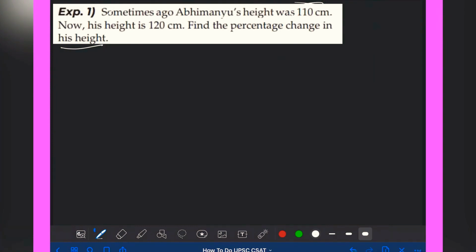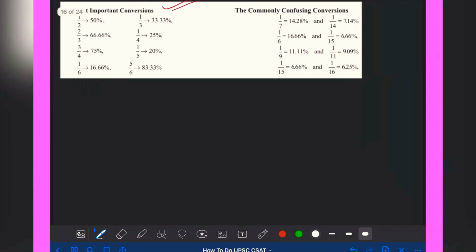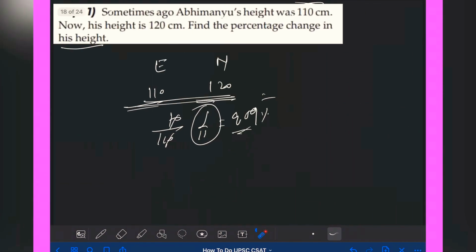Similarly, there is a question. Sometime ago Abhimanyu's height was 110. So earlier height was 110 and now the height is 120. Find the percentage change. Very simple. There is an increment of 10. The original value was 110. So 1 by 11, 9.09%. This is how 1 by 11 works. This conversion table helps us. 1 by 11 is 9.09%. If you are able to remember this, you will immediately pinpoint the percentage. You do not need to calculate.